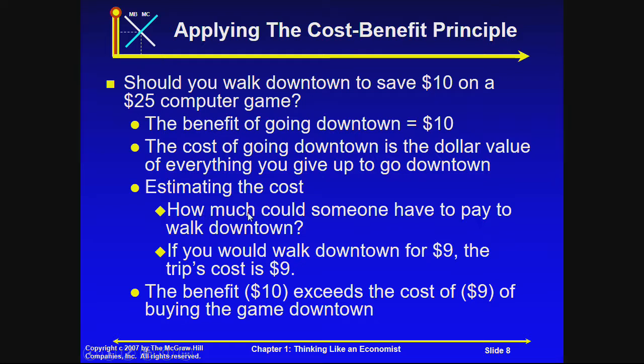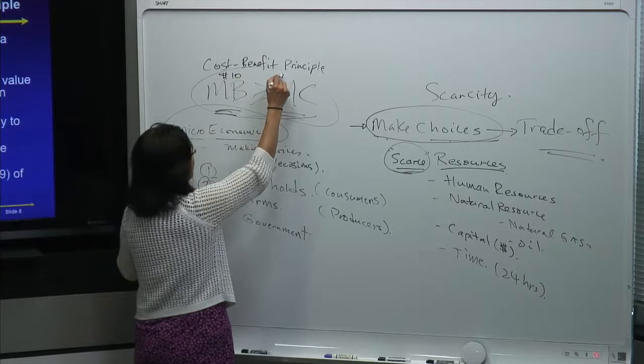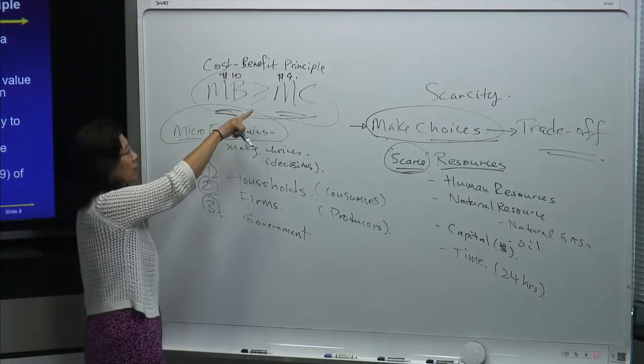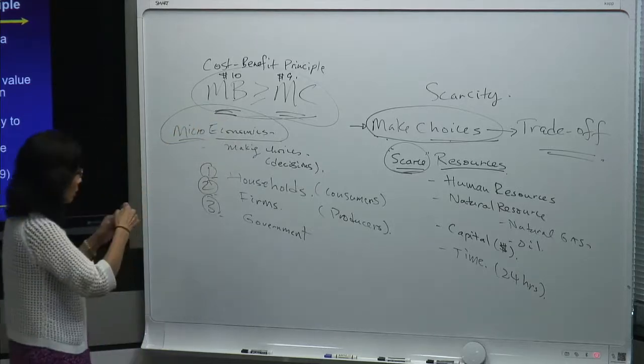Now, how do you estimate the cost? How much should someone have to pay to walk downtown? If you would walk downtown for $9, this is an assumption, the trip cost is then $9. Okay, so assuming we could quantify it with two numbers, the benefit is $10, and the cost of going downtown is $9. So here you got 10 here, you got 9 here. So you're okay because marginal benefit is greater than marginal cost. $10 is greater than $9.